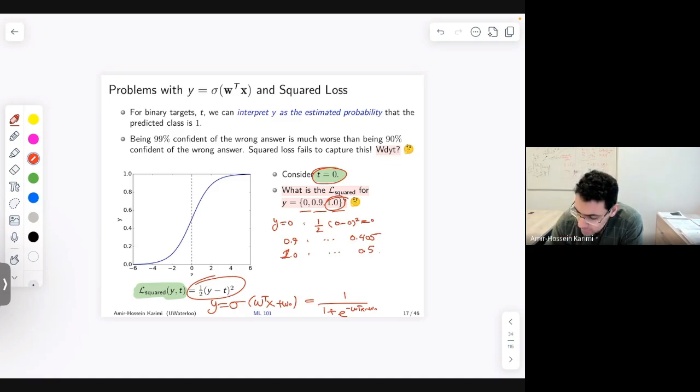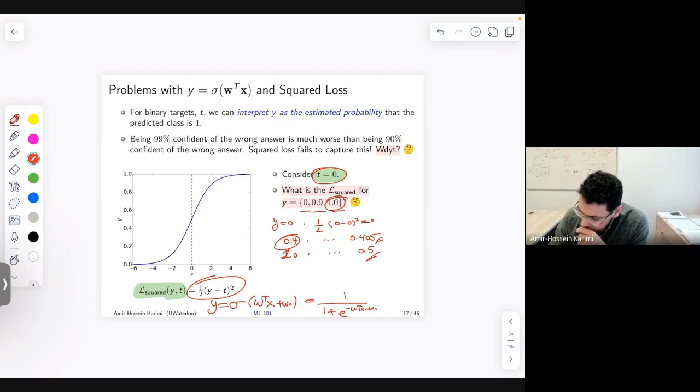And I get a loss of 0.5. Whereas if I'm 90% certain of the wrong solution, I get something very close to that. So I'm not really differentiating between these two uncertainties. I'm wrong in both cases. In one case, I just have a bit of doubt. In one case, I have absolutely no doubt. And the loss doesn't really change too much between them.